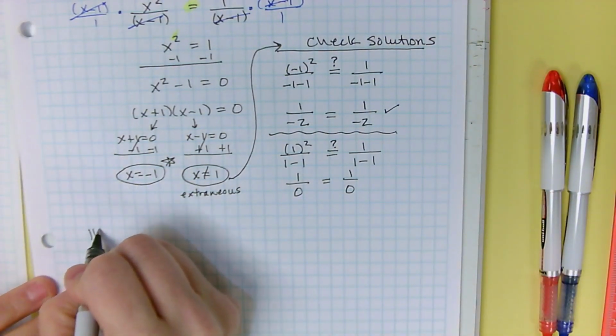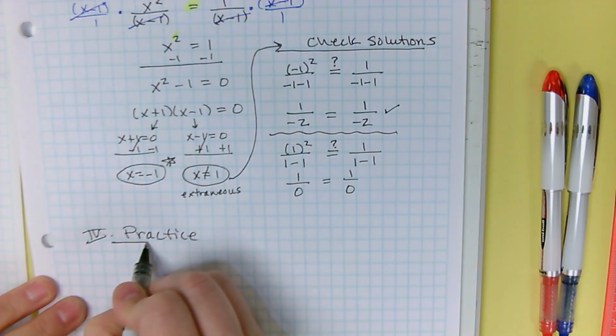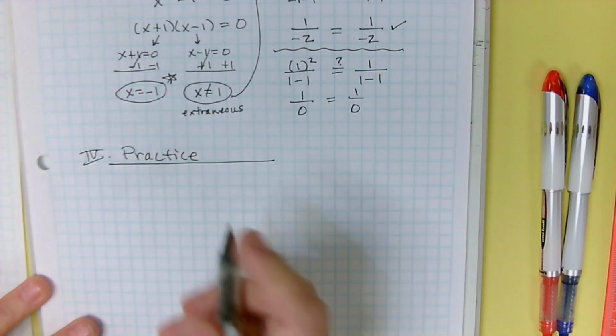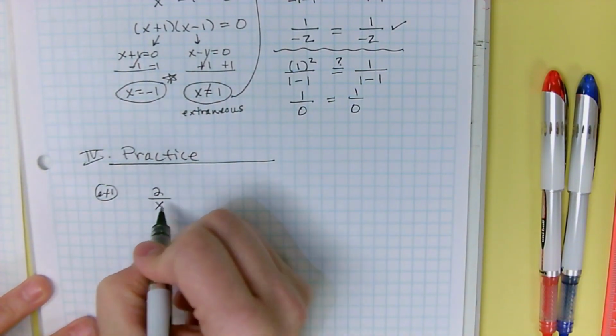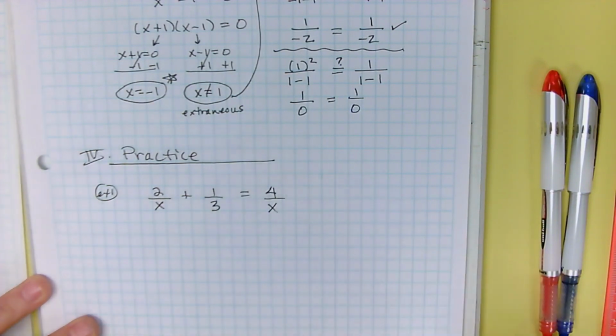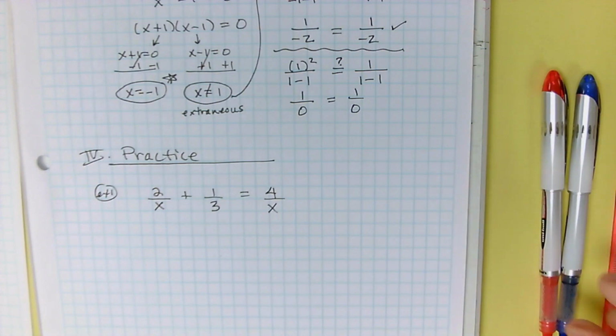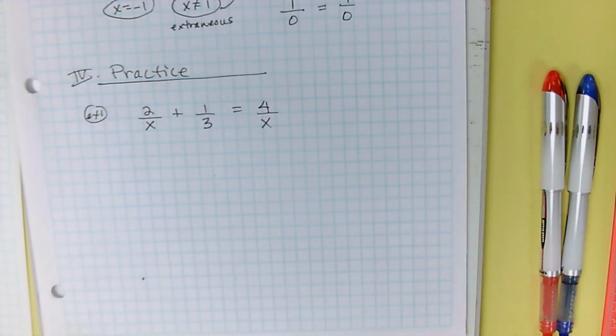Okay, so Roman numeral 4, we're going to do some practice now. We're just going to do 2 more problems to kind of get in the swing of this. So example 1, we're going to do 2 over x plus 1/3 equals 4 over x. Even though it's a very simple looking problem, the steps actually stay the same.